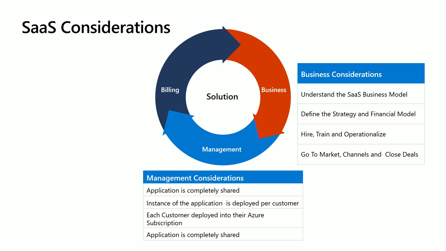From a management perspective, you need to look at how the application is going to be shared. Is it going to be a fully shared traditional SaaS application, or are you going to be deploying things to specific customers, or a mix between them? Is it going to be one instance of the application per customer, etc.? So you have to think about how this application is going to be delivered to the customers.